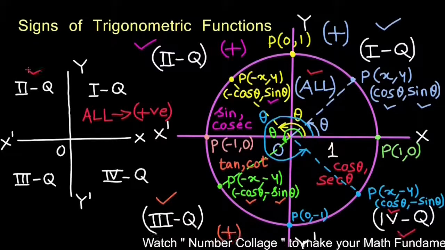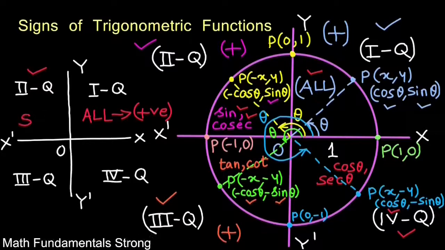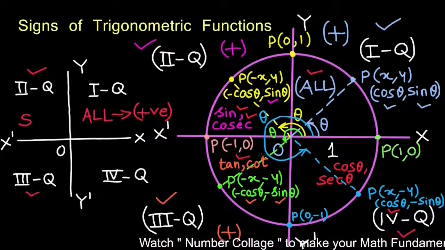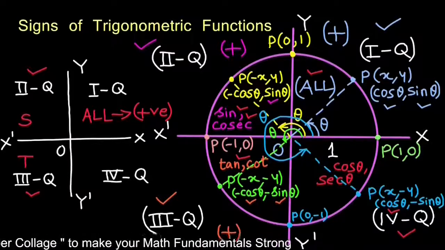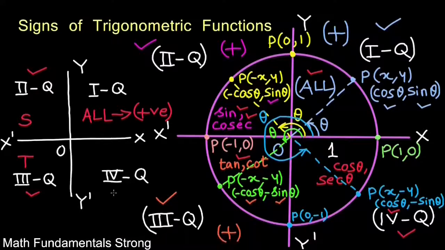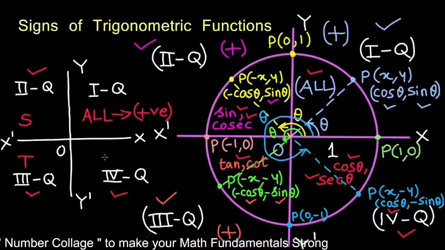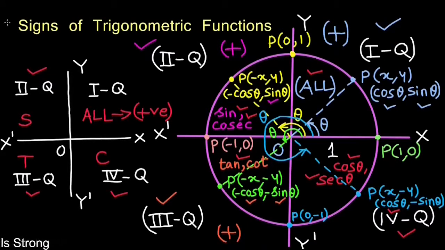In the second quadrant, sine and cosec ratios are positive. So we write S, which represents sine and cosec, and the remaining ratios to be negative. In the third quadrant, tan and cot ratios are positive. So we represent these two ratios by T and the remaining ratios will be negative. And in the fourth quadrant, cos and sec ratios are positive, which we represent by C, and the remaining ratios will be negative. So this is how we can remember the signs of trigonometric functions in different quadrants.